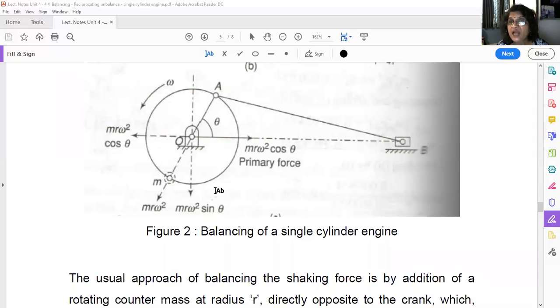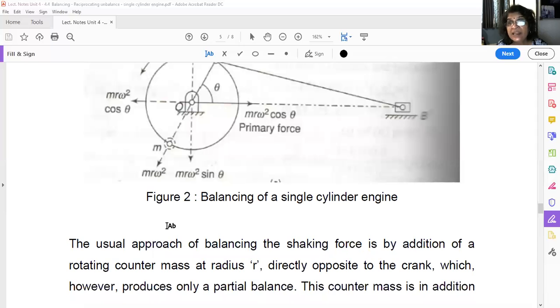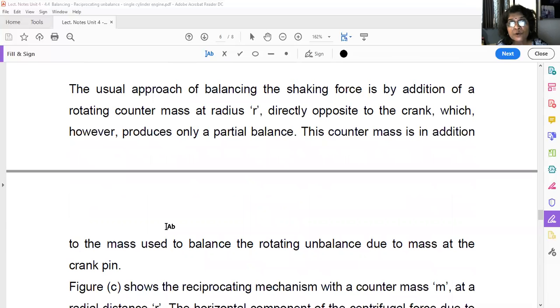So we always partially balance the engine, not completely Mr omega square cos theta. We don't provide M, we provide c times M. Suppose M is 20 kg, we balance only 10 kg, 12 kg, 15 kg. So we always balance c times the mass, so that a partial balance is there. There should be optimization, so that minimum unbalanced force remains here. We take that care.